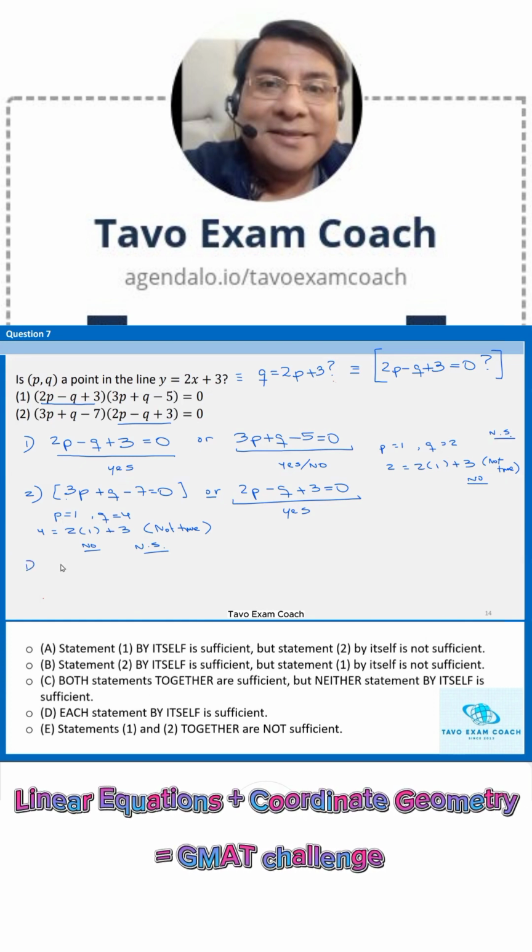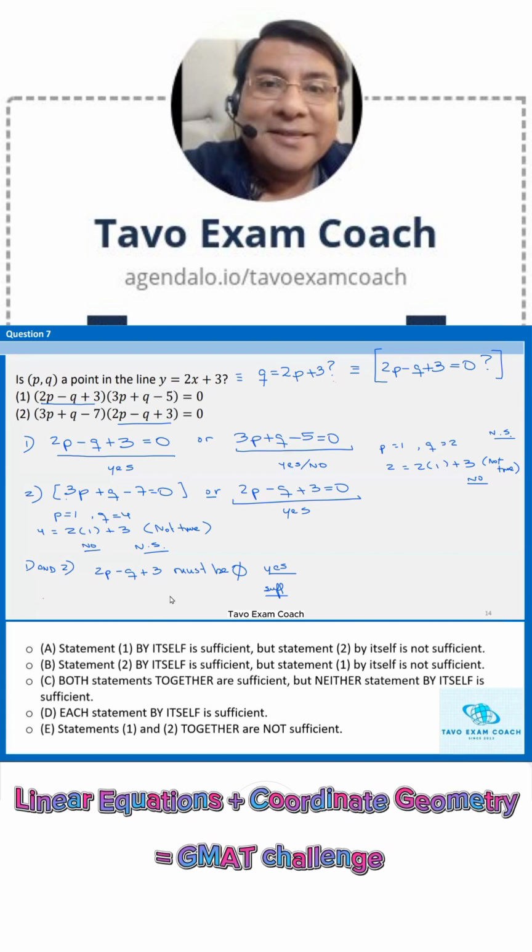But statements 1 and 2 taken together mean that 2p minus q plus 3 must be 0. So this means that we have an affirmative answer to the question and statements 1 and 2 are sufficient. But how is that? How can we affirm categorically that the fact that these two equations are true at the same time means that the factor 2p minus q plus 3 equals 0?